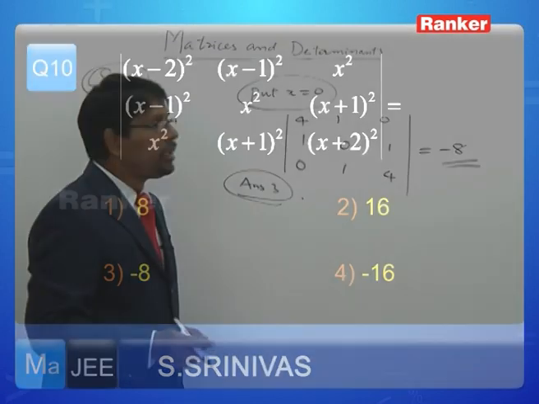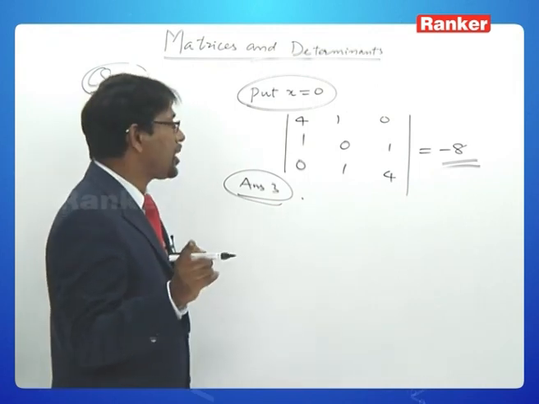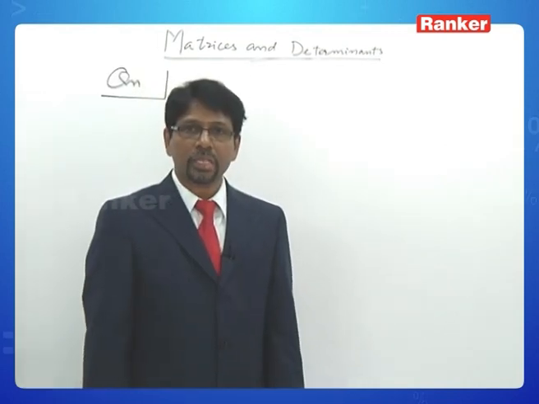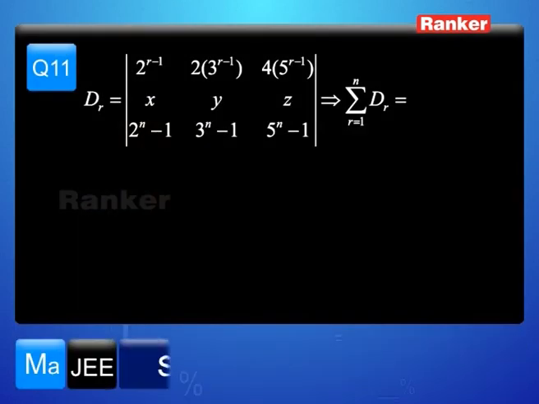So the key lies here that it is all the options being independent of x. I can put some value to x and find out. So let's move on to the next question. Question number 11.